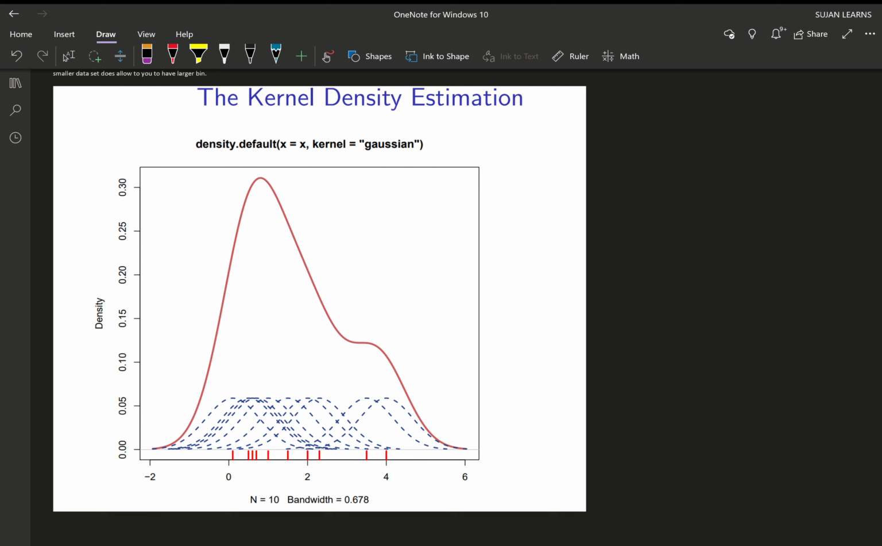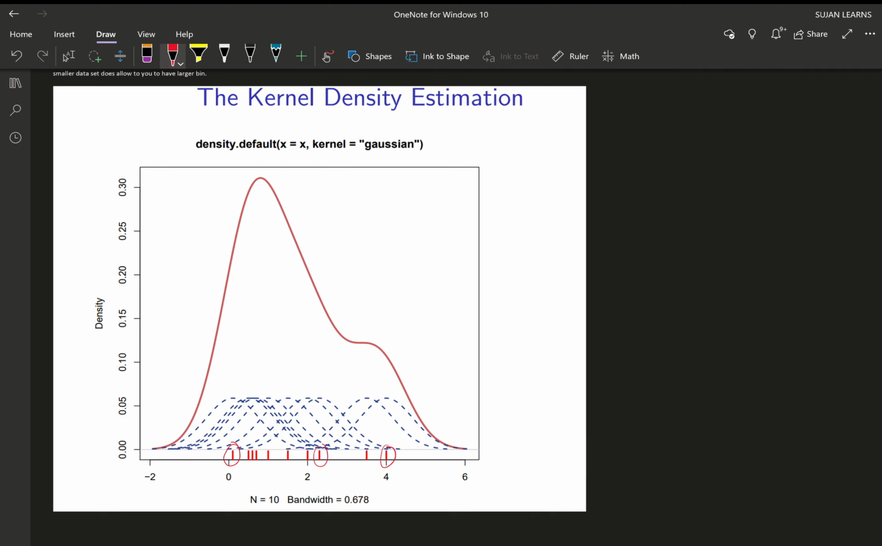Let's say we have a sample here. Let's say we have 10 samples in this graph. What we do is draw a bell curve at each point, like a Gaussian curve, like a normal distribution curve, at each point. Then we have these red lines, these are all points. So we have around 10 of those here, and we draw this bell curve on each of those points.